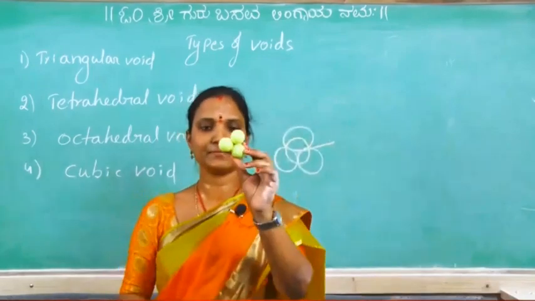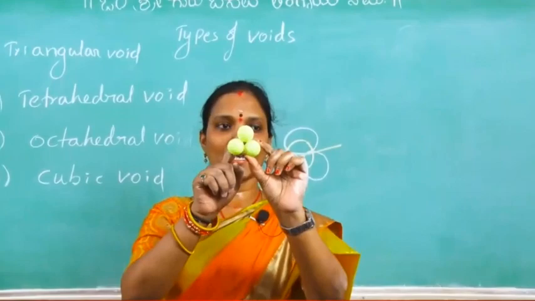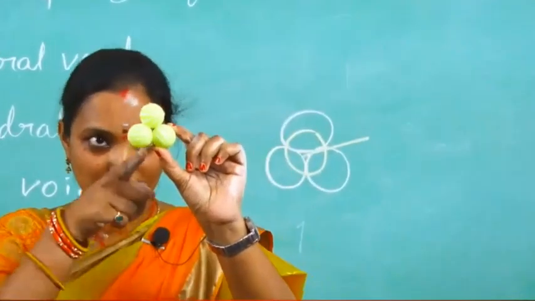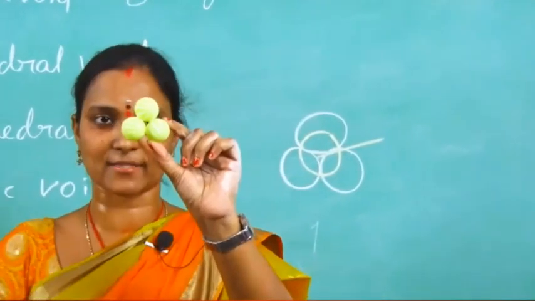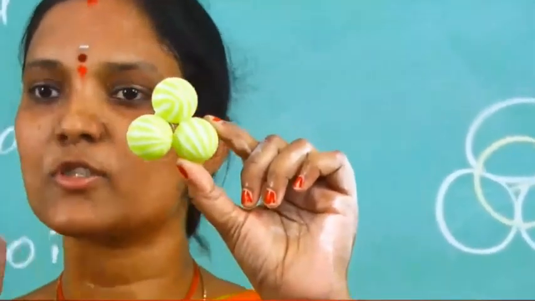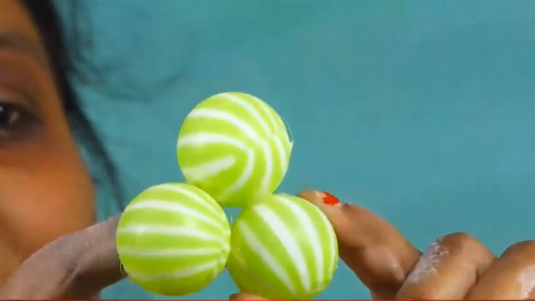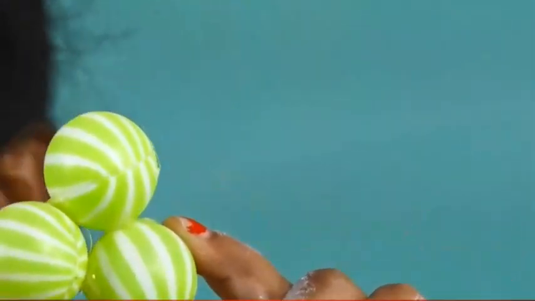See this one, like this, three particles. Three particles are closely packed with each other. In the middle we are getting empty space. Zoom in, empty space. That is a triangle, so the void is a triangular void. This is a complete triangle. Again we make half one more triangle to calculate the radius.